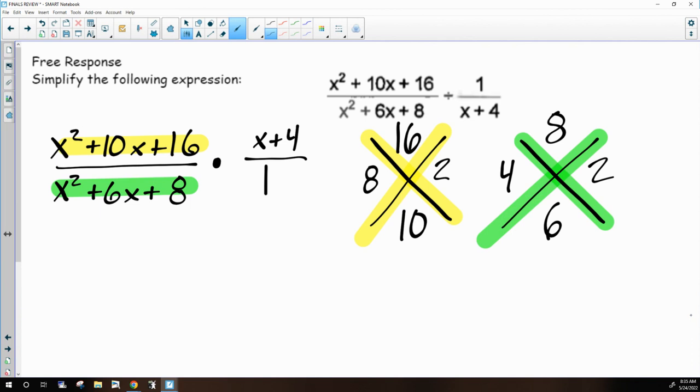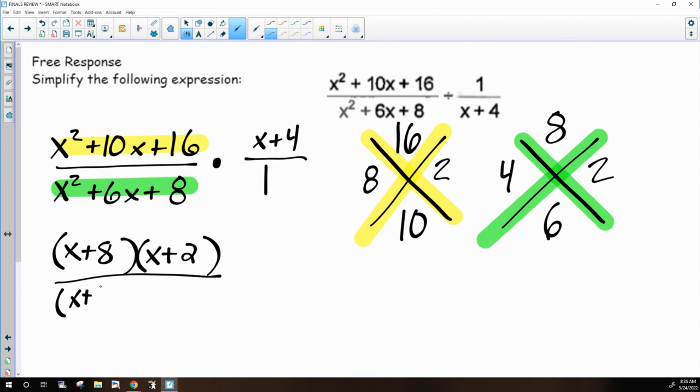So instead of our x squared plus 10x plus 16, we're going to write x plus 8 and x plus 2. Instead of our green polynomial, we'll write x plus 4 and x plus 2. Don't forget about your second fraction. Again, people always forget x plus 4 over 1. Where are we at right now? We are on the back page.